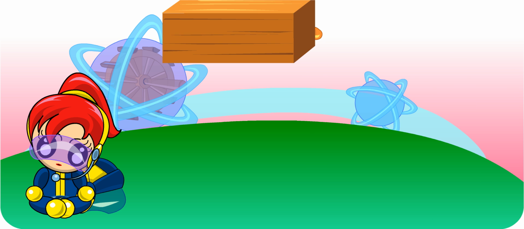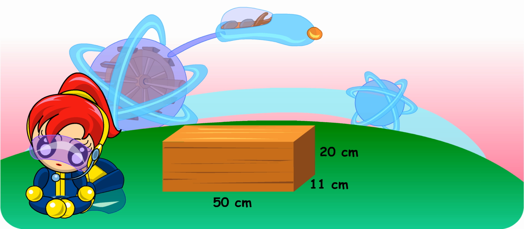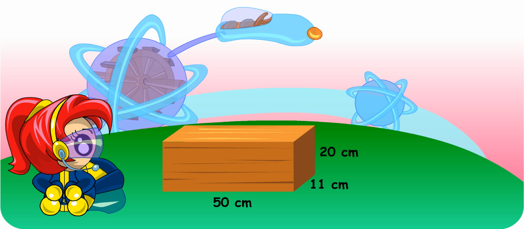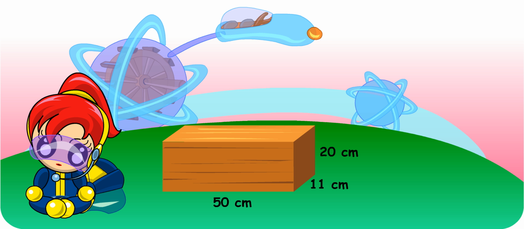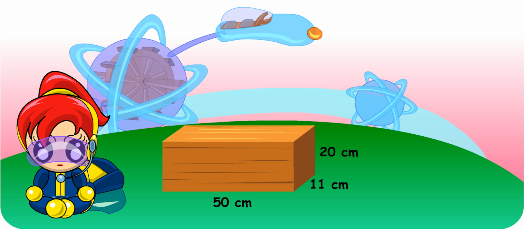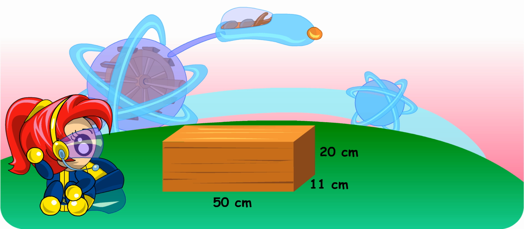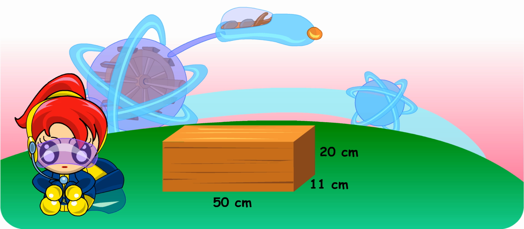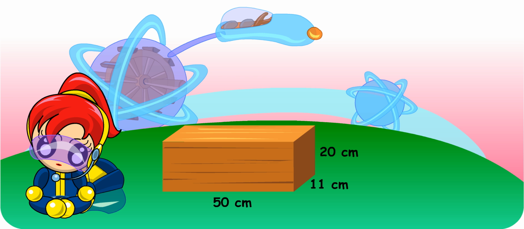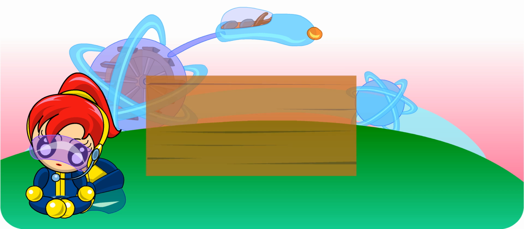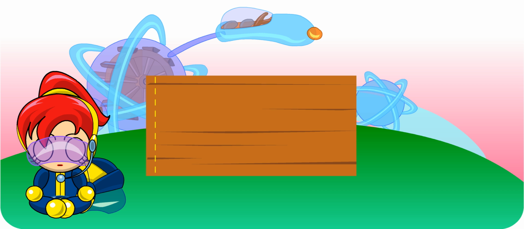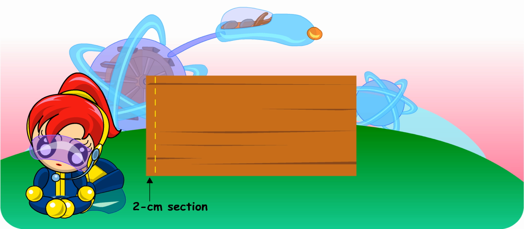I have a wooden block measuring 50 centimeters by 11 centimeters by 20 centimeters. I want to cut 2 centimeter cubes out of it. Turbo Girl, what is the maximum number of 2 centimeter cubes that I can cut from the wooden block? That's tough. I have no idea. Well, actually, we can calculate the maximum number of 2 centimeter cubes that can be cut out. Let me show you. We shall look at each side at a time.